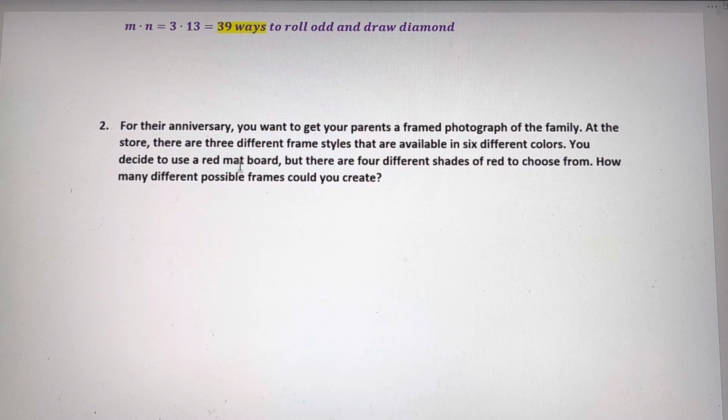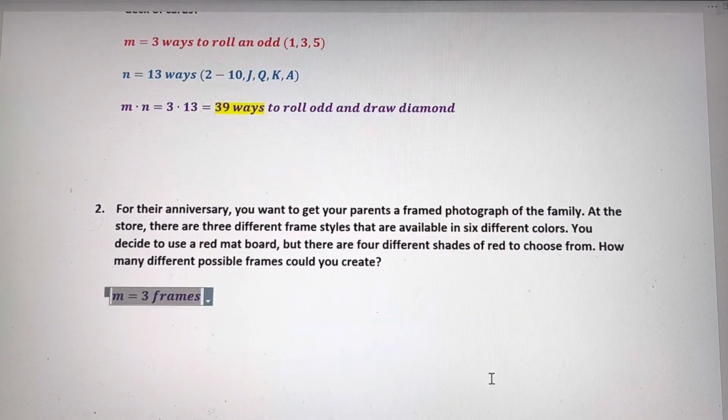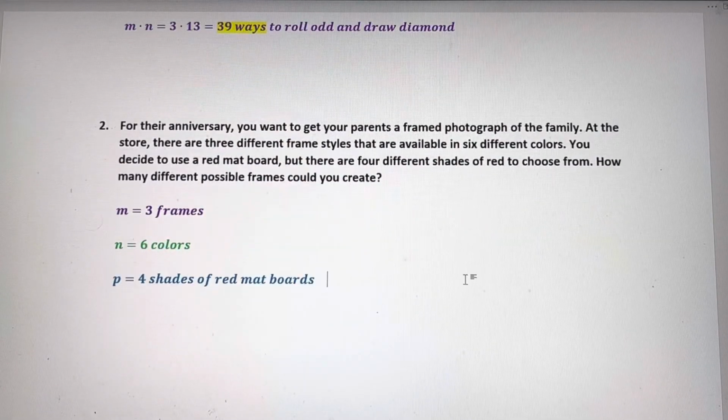Okay, number 2. For their anniversary, you want to get your parents a framed photograph of the family. At the store, there are 3 different frame styles, available in 6 different colors. You also want to use a mat, and there are 4 different shades to choose from. So here we've got 3 different events that we're dealing with. We've got the different frame styles, there's 3 of those, and they come in 6 colors each. And there's 4 different mats we're going to choose from.